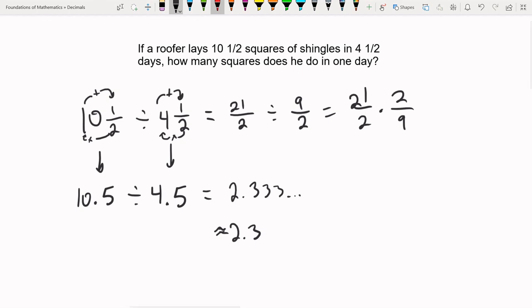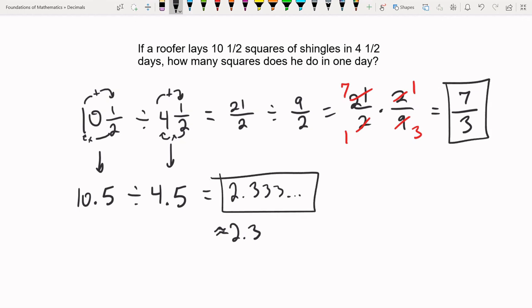And we can cross cancel here. 2 divided by 2 is 1. And then 3 can go into 9 3 times. 3 can go into 21 7 times. And doing multiplication straight across, 7 times 1 is 7. 1 times 3 is 3. And so here we have 7/3. 7/3 is the exact same thing as 2.3333 repeating. It's just a little bit harder to understand what 7/3 means for this type of problem.